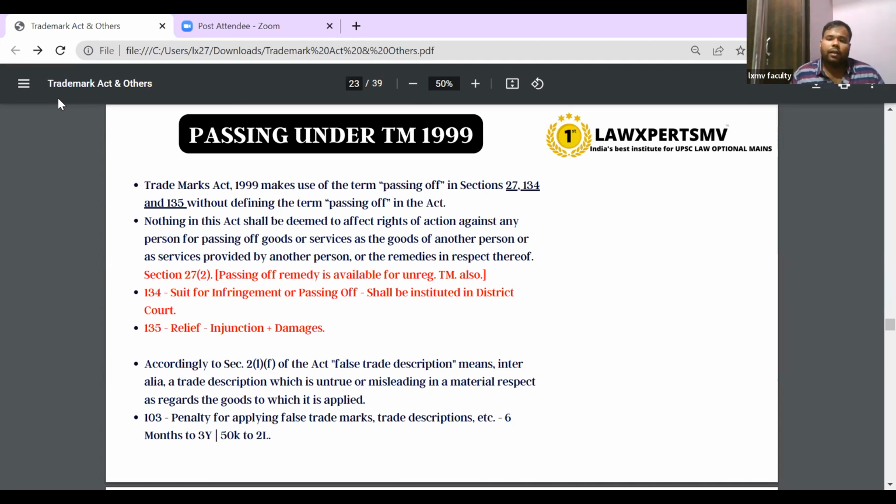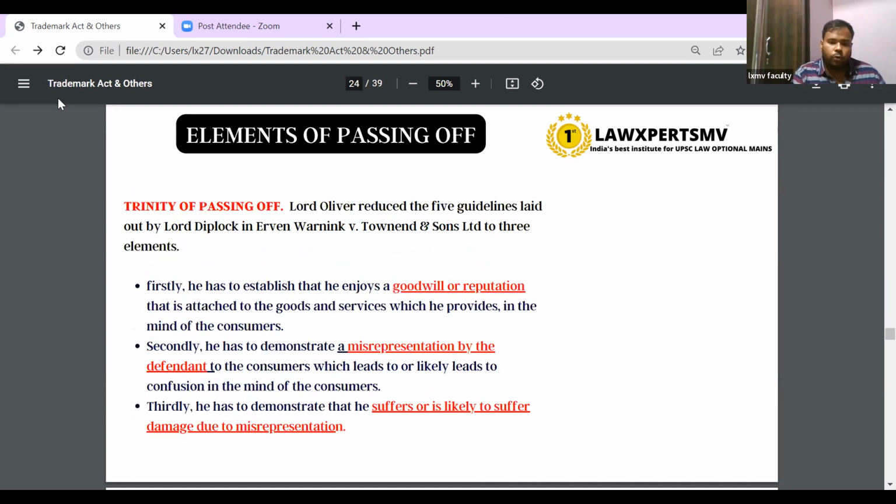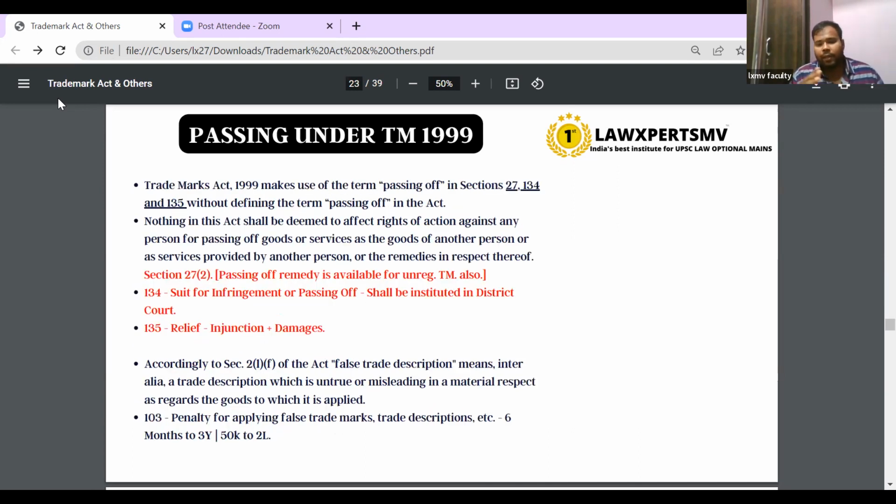Say, for example, with respect to Darjeeling tea, you put the words Darjeeling tea on tea which is manufactured in Chennai. That is a false trade description, right? And for that you can be penalized under section 103. The punishment would be from 6 months to 3 years of jail term, and the fine would be from 50,000 to 2 lakhs, which the court will levy on you. So this concept of passing off will be applicable for false trade description also. You can write it with these sections.